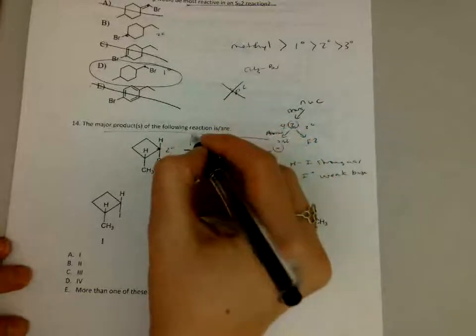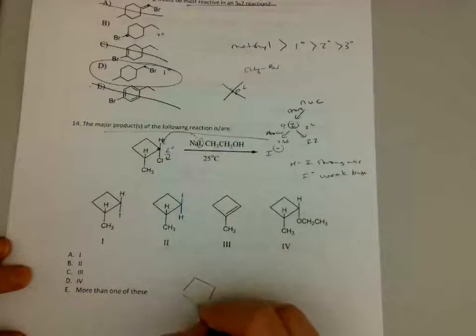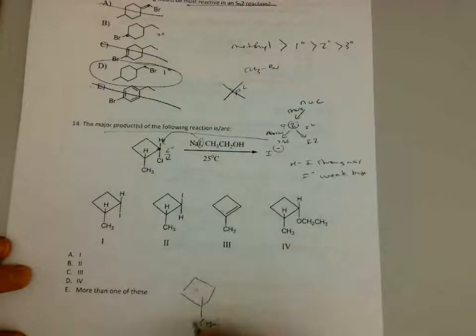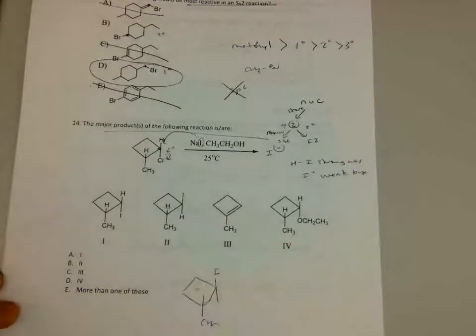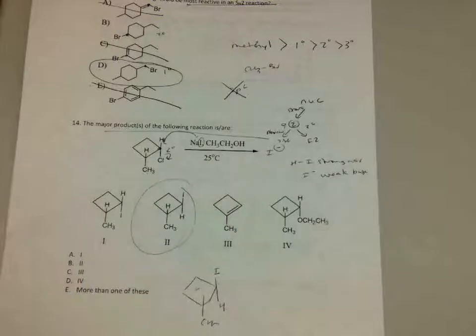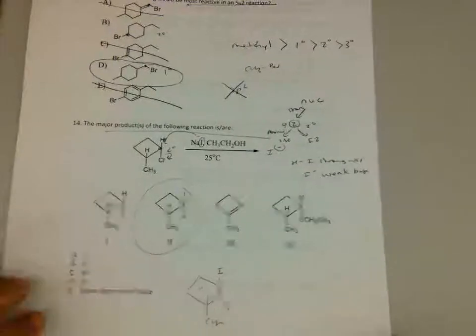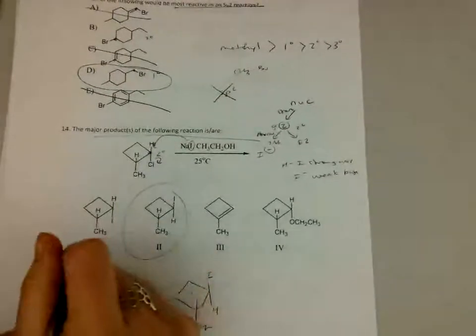Then your I minus is going to come in and attack and kick this out. So you have CH3 and hydrogen. This group doesn't change, but this one has inversion of stereochemistry. So the I comes in on the top and the hydrogen is now on the bottom. So the right answer choice for this one should be answer choice B. Oh, here, let me circle it down here as well.